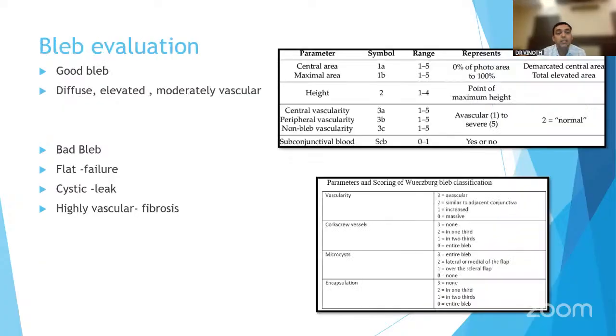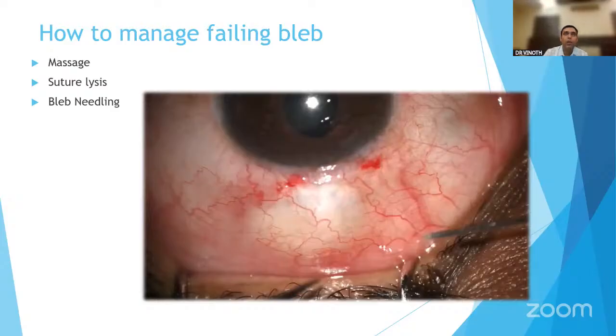So how do you say it is a good bleb? There are the Moorfields classification and the Wurzburg classification from the exam point of view. Diffuse, elevated, moderately vascular, depending upon the vascularity, the cyst and encapsulation, those things are evaluated. And if it is a flat bleb, or there's a leak or fibrosis, we have to make a note, and always check for a Seidel's test if there is hypotony or a very low IOP.